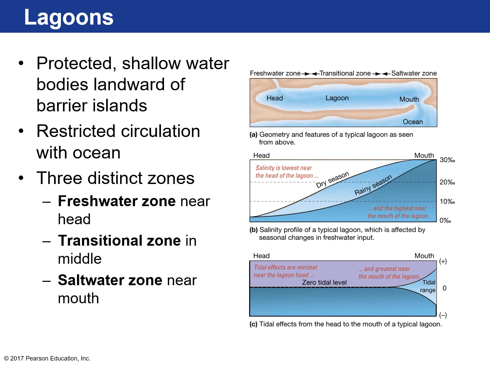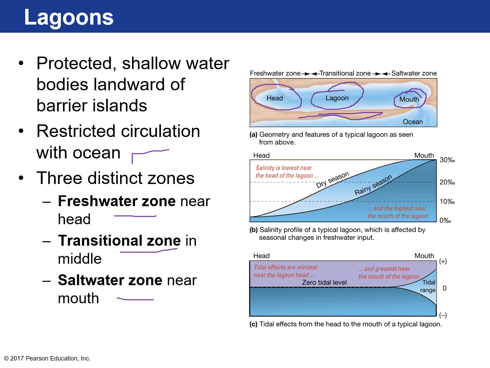All right, speaking of lagoons, these are shallow water bodies of brackish water that are landward of barrier islands, so they're behind barrier islands. So this would be a barrier island here. That restricts the circulation with the ocean, and so that creates three zones: freshwater zone, transitional zone, and saltwater zone. As you approach the mouth of a lagoon, that's the saltwater zone. This would be the intermediate or transition zone, and then this would be the freshwater zone.